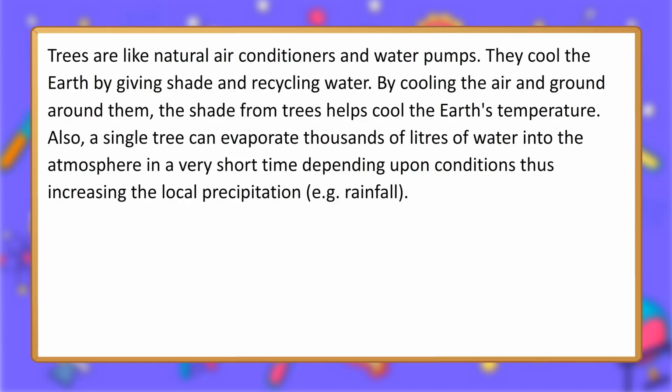Also, a single tree can evaporate thousands of liters of water into the atmosphere in a very short time, depending upon conditions, thus increasing the local precipitation, for example rainfall. 3. They prevent occurrence of floods.